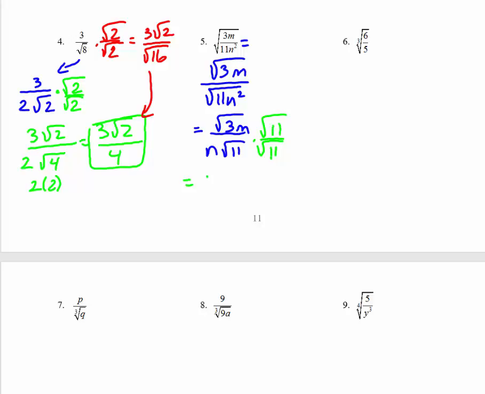Because they're both underneath the same index, we'll multiply 3m times 11 and we get 33m over n times the square root of 121. And the square root of 121 is 11, so we have the square root of 33m over 11n. Don't reduce the 33 and the 11. The 33 is under the radical, the 11 is not under a radical, so we are done.